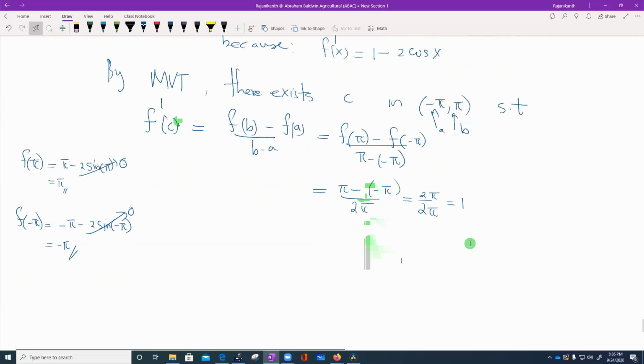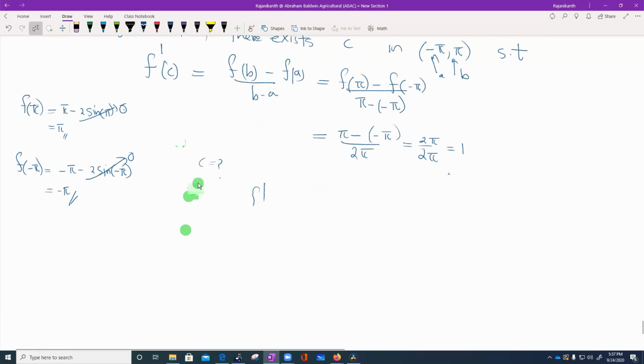That means, by the mean value theorem, you could find one point C such that the slope of that function at C is simply 1. What is our task? Is that the slope of the tangent line also? Exactly, that's the meaning. The slope of the tangent line at the given point C. So now use the derivative function.